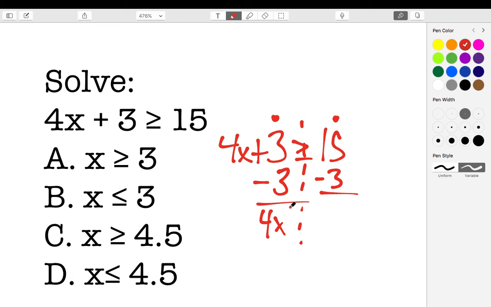Okay, someone raise their hand. What's that? Good. All right. So this is a greater than or equal to, right? Good job. Okay, and then the final part. Good job. All right, Jacob. What do you do now? Divide by what? 4. Good job. Leah, why did he divide by 4?